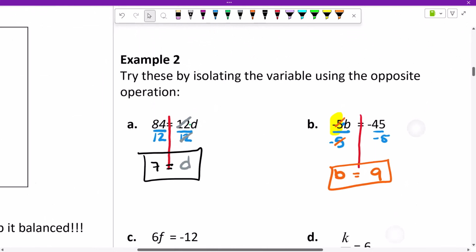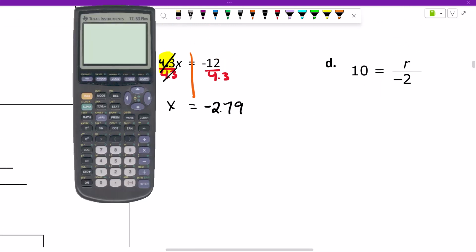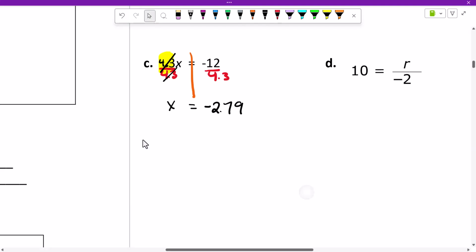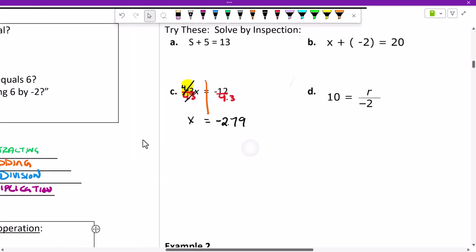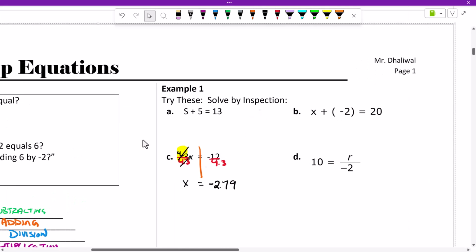Let's do another question here. 2.79, yeah, I think that's what he said. Let's verify. You go negative 12 divided by 4.3, 2.79. All right. We don't need to have all the decimals. Let's do another one here. I'm going to jump around. Let's do 2 more and I'll stop.